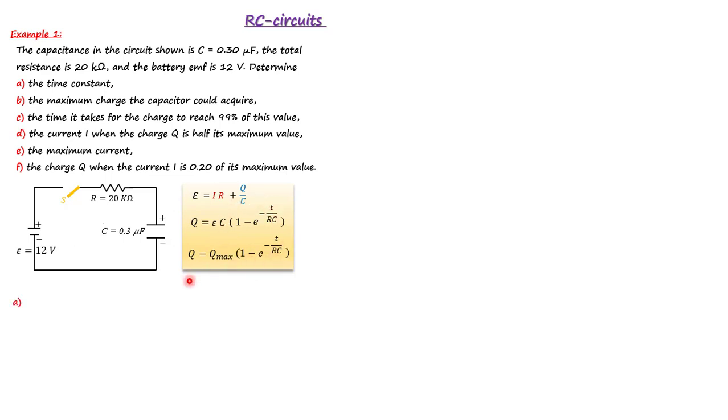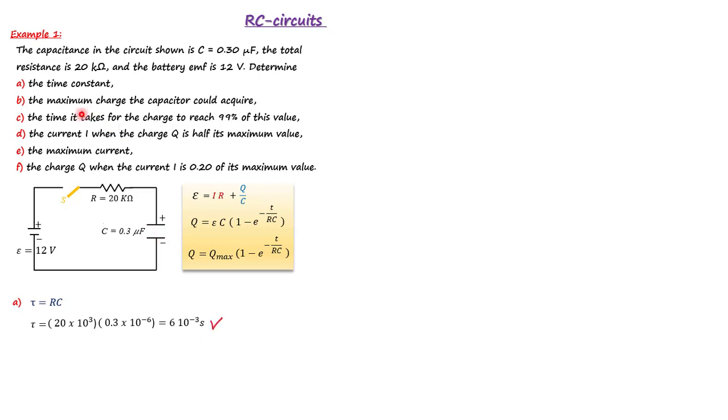Now, part A is very simple because the time constant is R times C. So R is, be careful, 20 kilo ohm, so it's 20 times 10 to the 3, times the capacitor, which is 0.3 times 10 to the minus 6. This is microfarad, and the result is 6 times 10 to the minus 3 seconds.